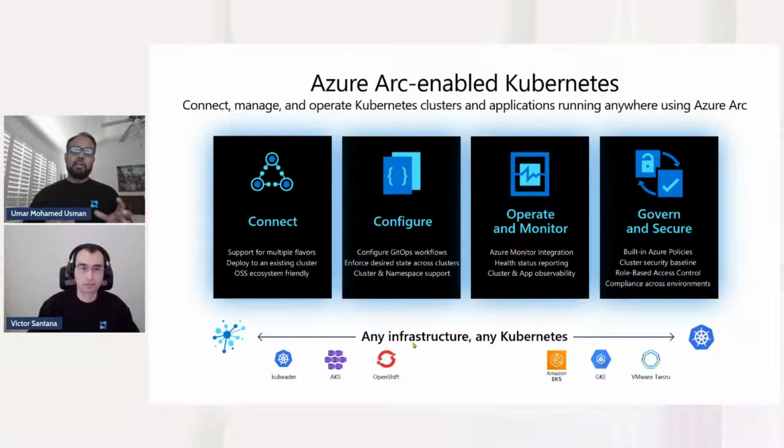You can take any cluster, as long as it's a CNCF conformant cluster. You can connect to Arc-enabled Kubernetes with a single command. You can connect those clusters to Arc-enabled Kubernetes. Once you connect it, what is the benefit? Not only can you have a single pane of glass, now you can configure all the extensions, right? Extensions like your GitOps extension, which is what we're going to look at today.